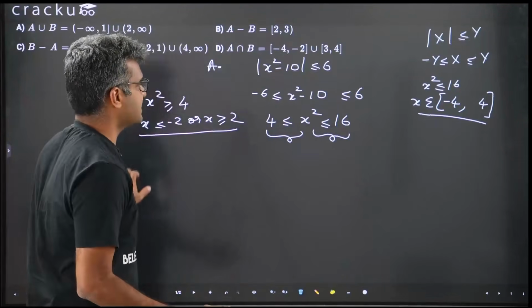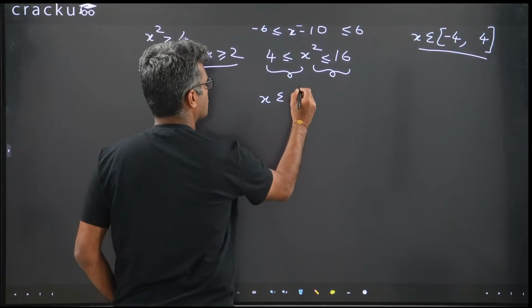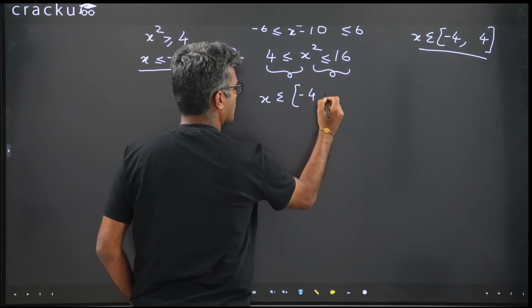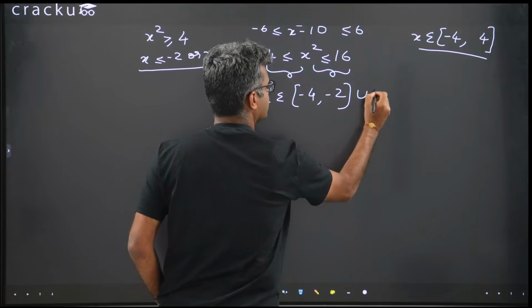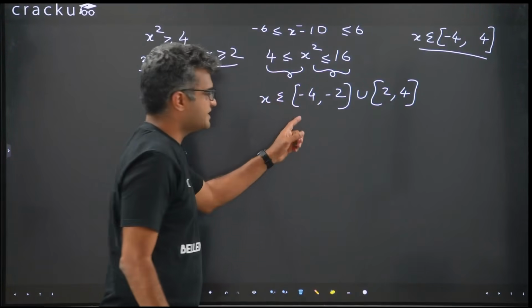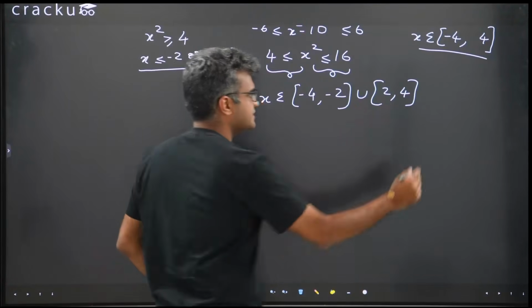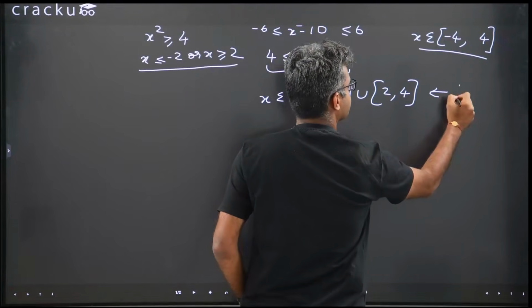This would imply that x has to belong to minus 4 comma minus 2 union 2 comma 4. And note that x can be minus 4, x can be minus 2, x can be 2 and x can be 4. This is the value of the set A.